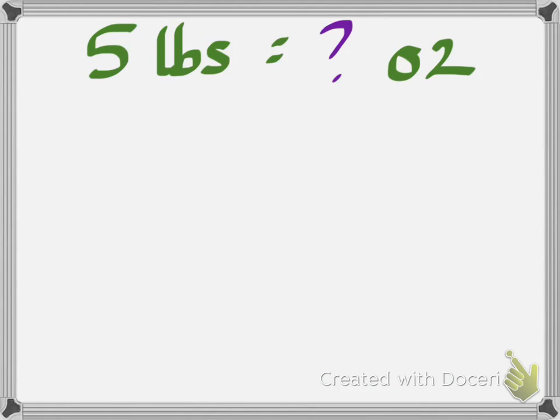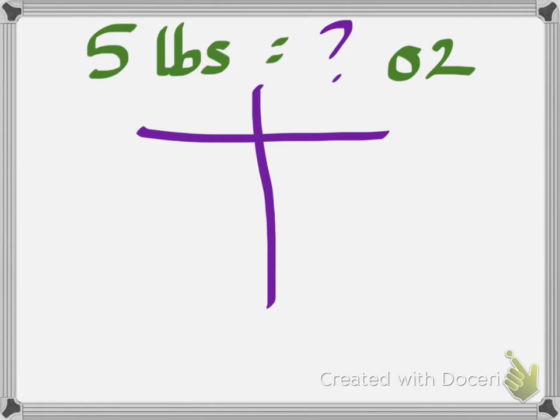Let's go ahead and do another one together. We have 5 pounds equal how many ounces? Go ahead and pause me and try figuring it out yourself. Okay, now we're converting customary measurement, so we need a T-chart. There's our T-chart. We have pounds over here, and ounces over here, and we need 5 pounds. In 1 pound there are 16 ounces.